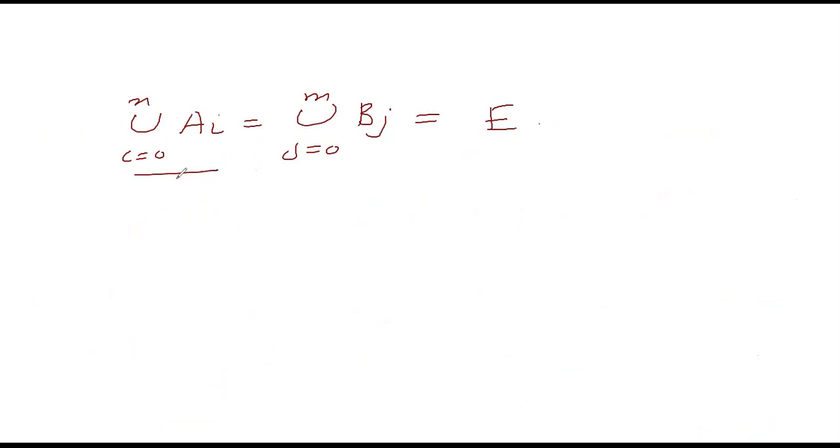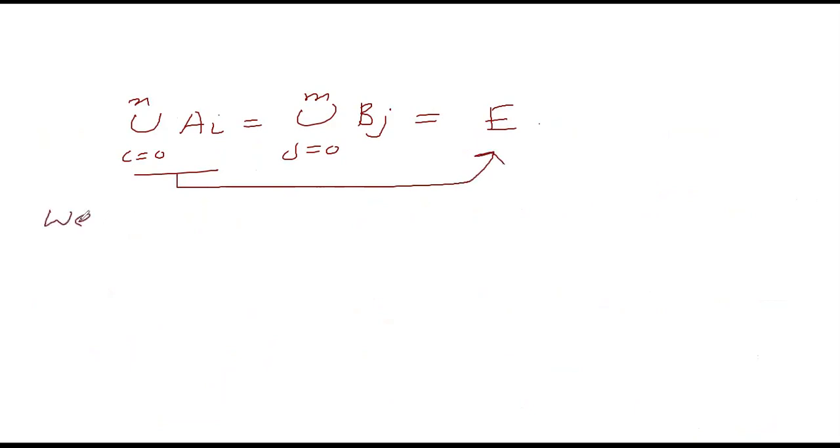Next, we see that the union over i from 0 to n of Ai is the same as the union over j from 0 to m of Bj, which is equal to E. It is very simple. Let me verify this.